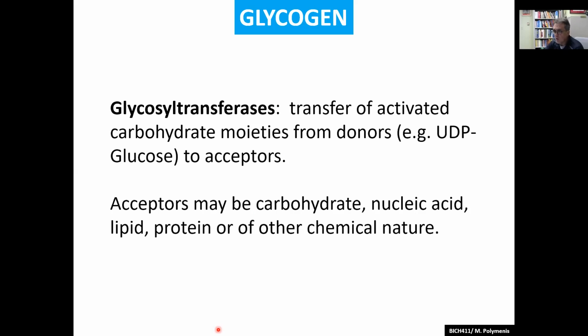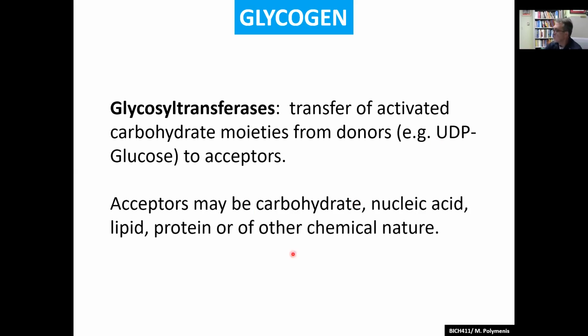So far we have seen glycosyl transferases, as I said, which transfer activated carbohydrate moieties, in this case sugars, from donors to acceptors. Activated usually means they're nucleotide related. In this case, it's UDP glucose. We've seen it before, it's ADP glucose. Okay, it doesn't matter.